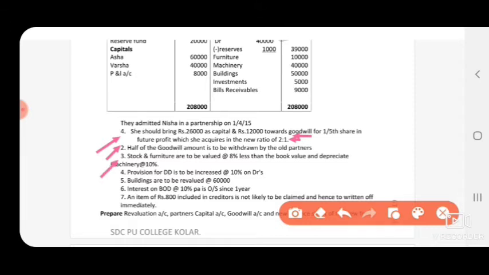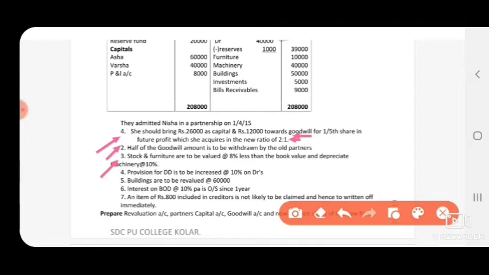Next, third adjustment: stock and furniture are to be revalued at 8% less than the book value. So it is a depreciation, a decrease in the value of assets. So stock and furniture depreciation we have to record under revaluation account debit side. For the remaining adjustments, all adjustments except capital and goodwill, we have to record under the revaluation account.